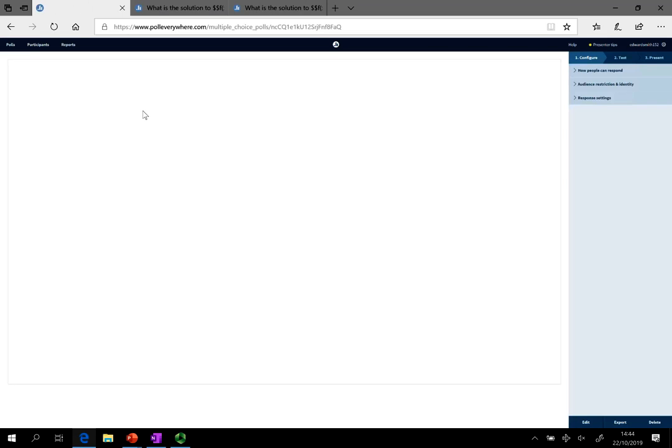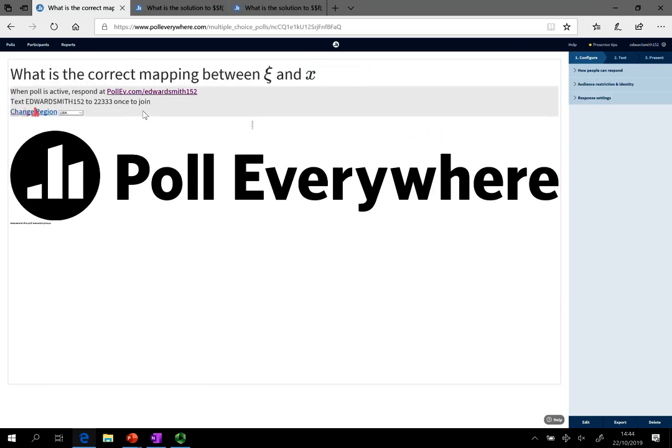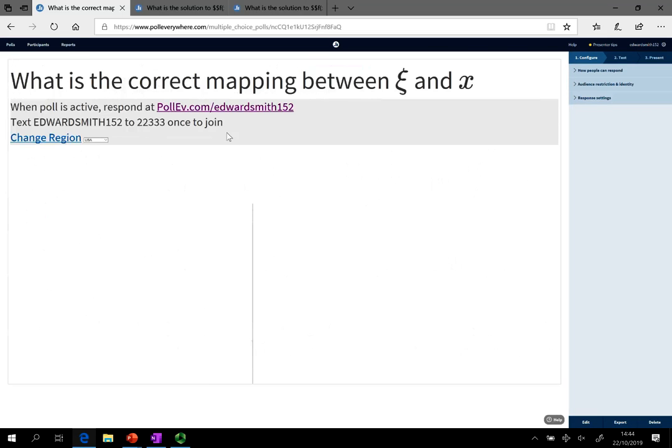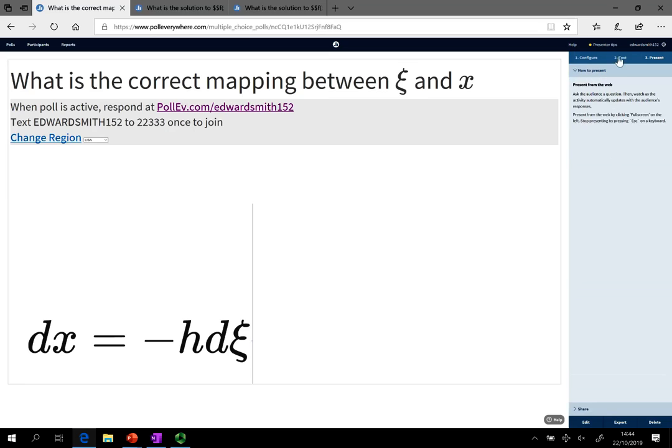And again, please feed back whether this polling thing is just stupid or whether you think it's useful. I've not tried it before. So really, what is the correct mapping between these two, psi and x? Let's have a look.